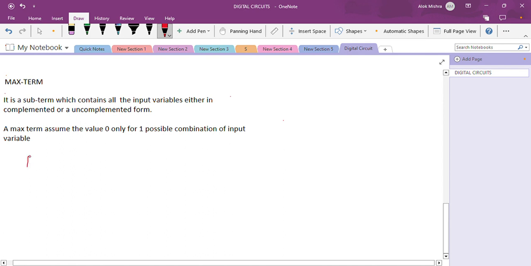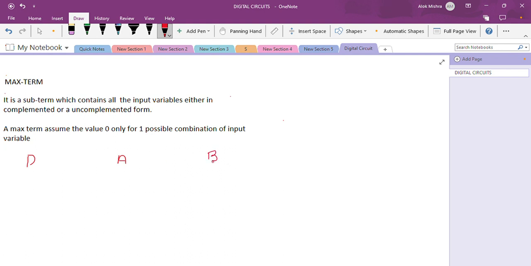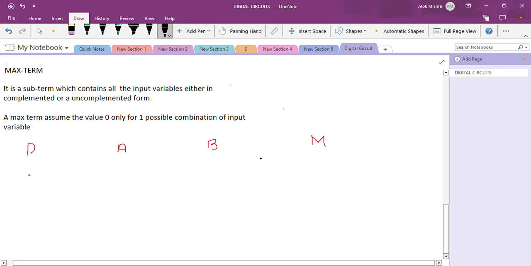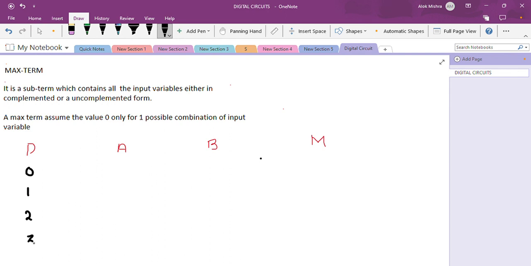In decimal form, we know this A, this B, these are the inputs, and this is the maxterm output. So I'm going to represent the maxterm by capital M. Write 0 here, 1, 2, 3. What are the input variables? 0 0, 0 1, 1 0, and 1 1. If I'm asking about the minterm, in that case you will write A bar B bar here, right? But in the maxterm, that is just a complemented version of that. So here the answer is A plus B.